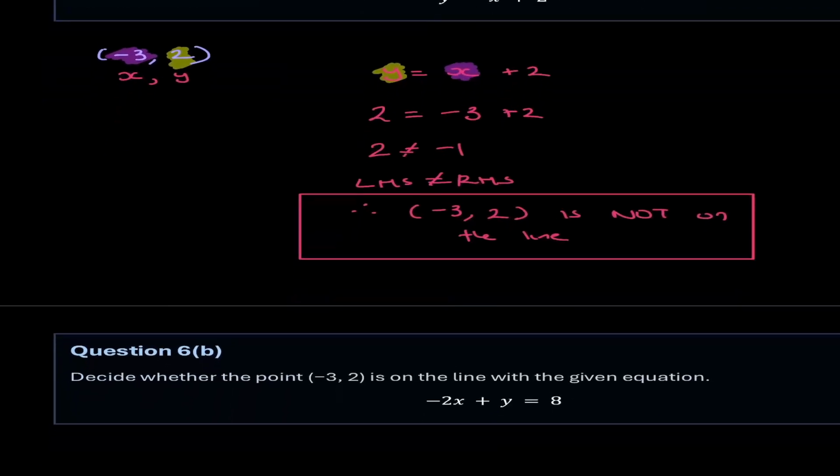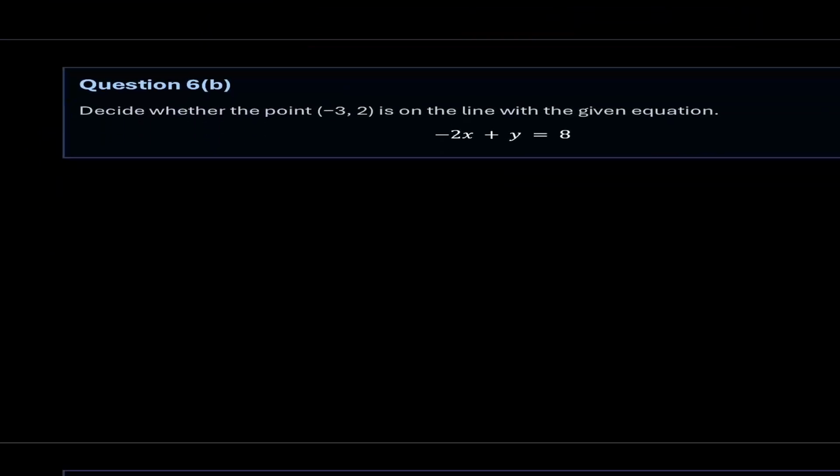Okay, let's do a few more like that. How about this? Is the same point, -3, 2, on this line? So again, we just do the same thing. Let's write out the point. We've got -3, 2. Remember, it's in the form of x, y. And let me write out my equation: -2x plus y equals 8. Wherever I see x, I'm going to substitute -3 in. And wherever I see y, I'm going to substitute 2 in and see if it holds true.